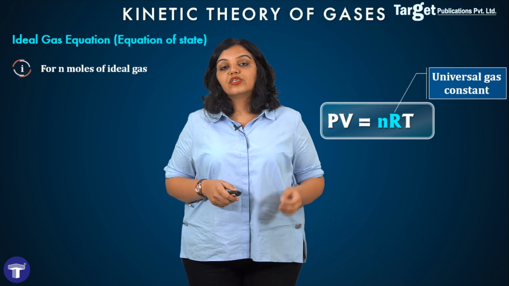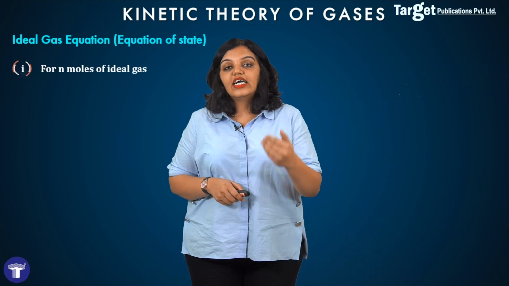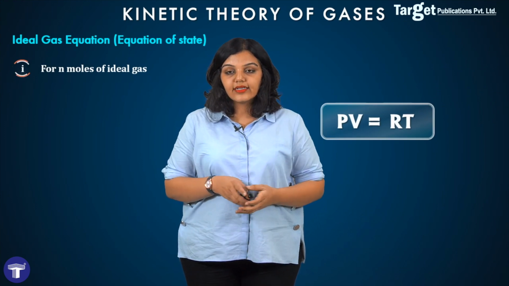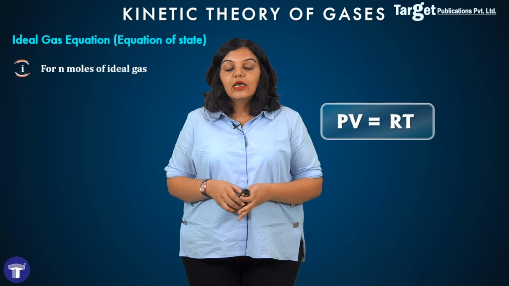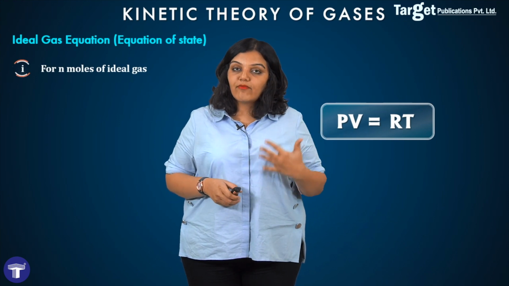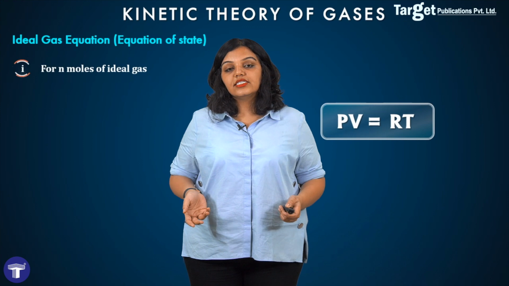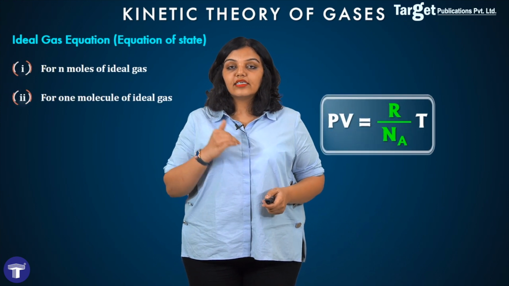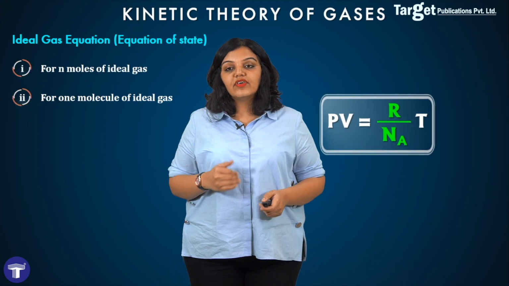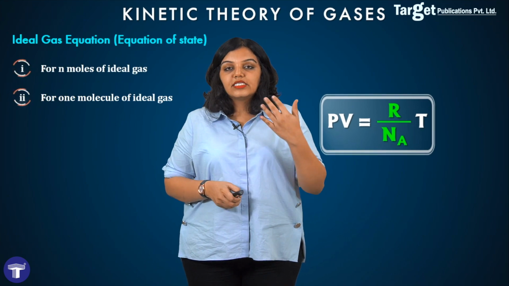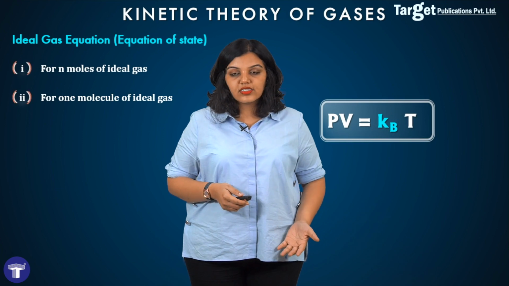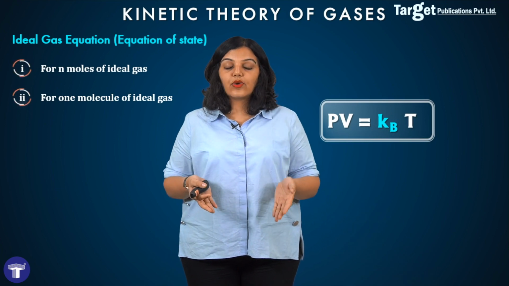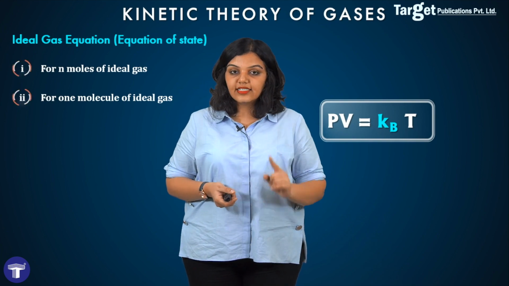Now if this is the equation for n moles of an ideal gas, if I ask what is the equation for 1 mole, then obviously you will put n is equal to 1 and it will become PV is equal to RT. But 1 mole has Avogadro number of molecules, and therefore if I ask what is the equation for 1 molecule of an ideal gas, then I simply have to divide that R by Na and I will get that PV is equal to R by Na T. But R by Na is nothing but the Boltzmann constant itself, so I say that PV is equal to KBT is the ideal gas equation for 1 molecule of the ideal gas.